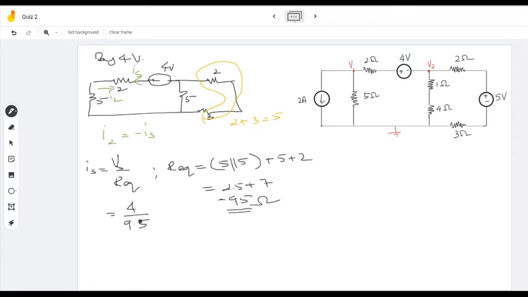You will get 0.421. Therefore, I2 equals negative 0.42. Don't forget your unit. Alright, now let's go to the next one.